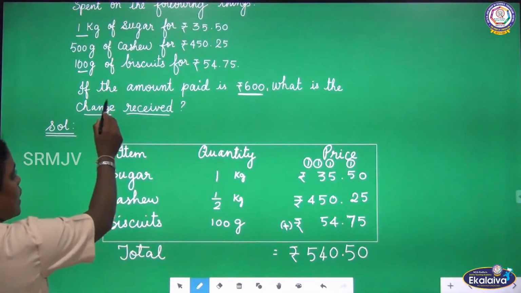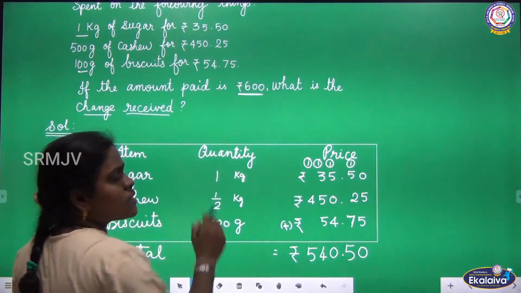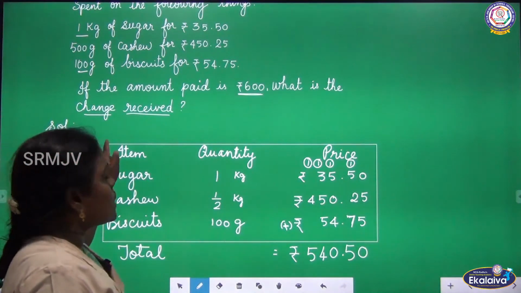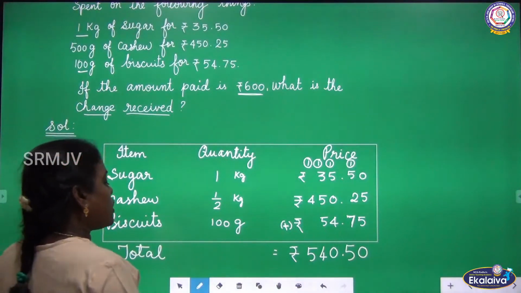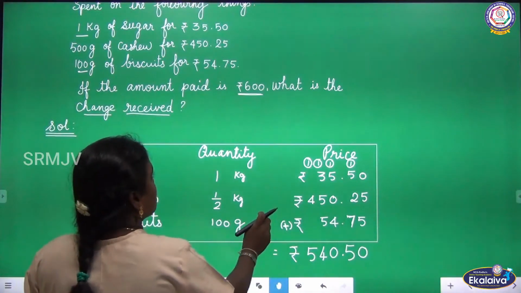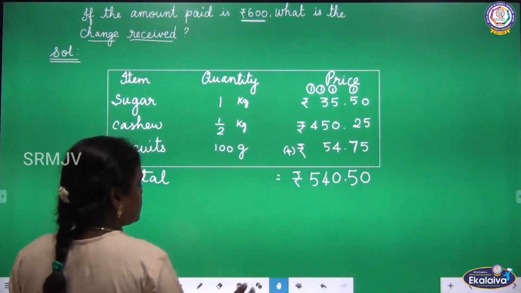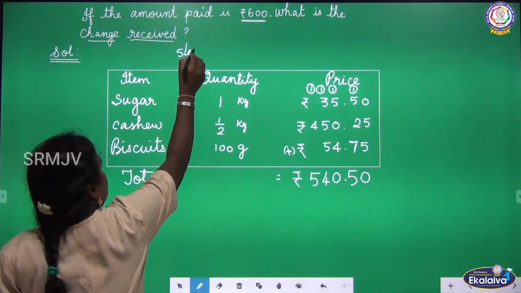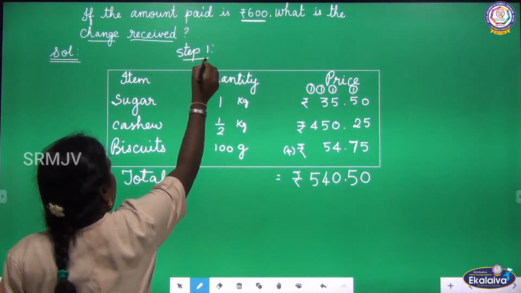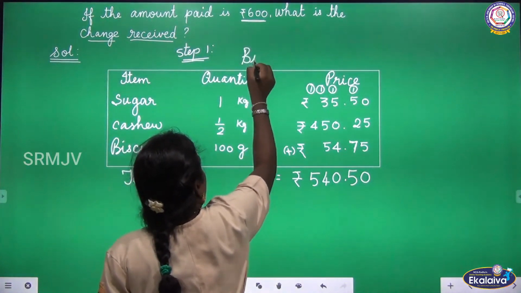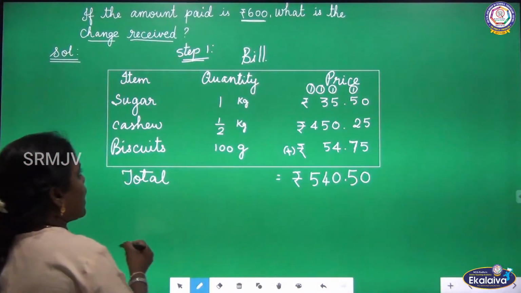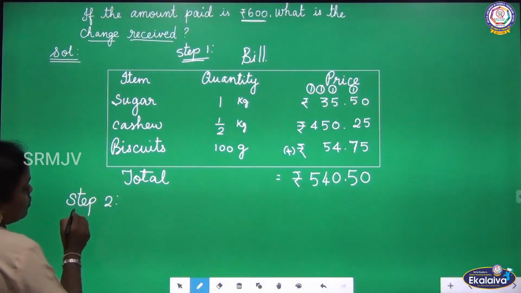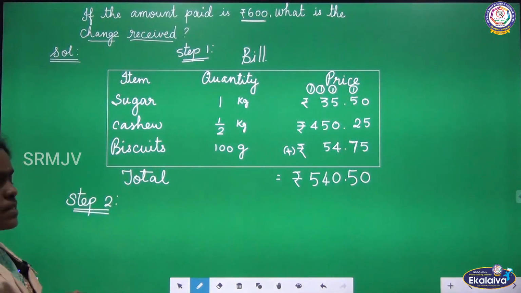Listen children, here the amount paid is 600 rupees. Okay, now we are going to find out the change which he received. So let us find out the change. This is step 1. In step 1 we have formed the bill and found the total amount, and in step 2 we are going to find out the change which he received.